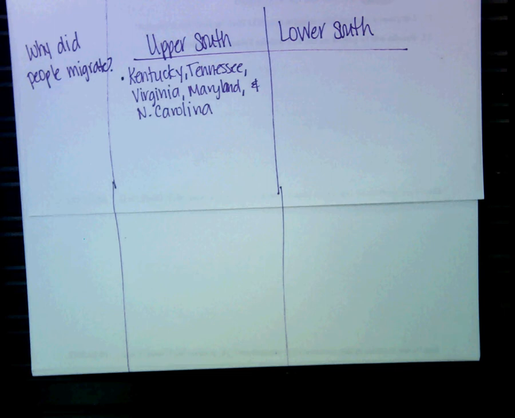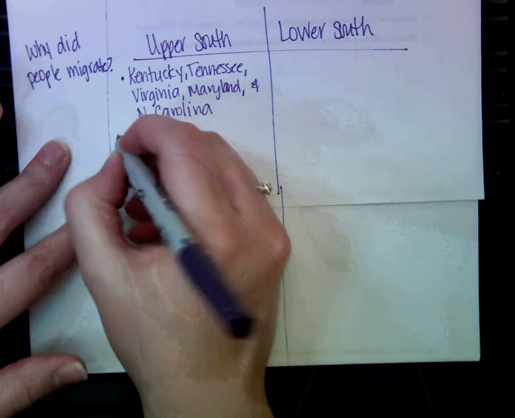Because A, the small farmer can't produce enough for me. And B, I don't know if their produce is any good. So I'm going to stick with what I know and what can produce and what can show me the good stuff, okay? So that's what's going on in the Upper South. People are wanting to get away from slavery.